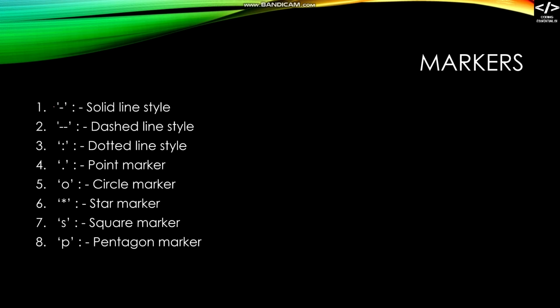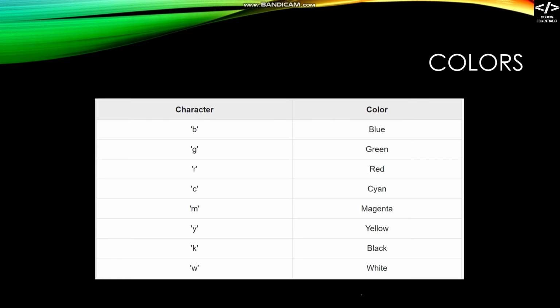Moving on to markers. The default was a solid line style for the marker, so you can change it to anything you want. There are 26 markers. I have only shown the 8 most important and most frequently used markers. And color: these are the available colors, and these are the character codes for the corresponding colors. The default was blue.